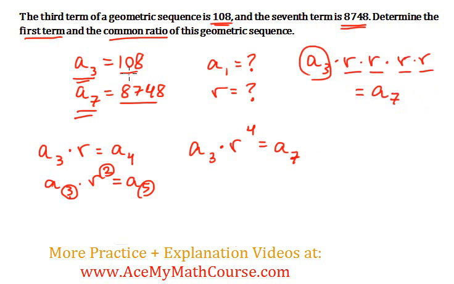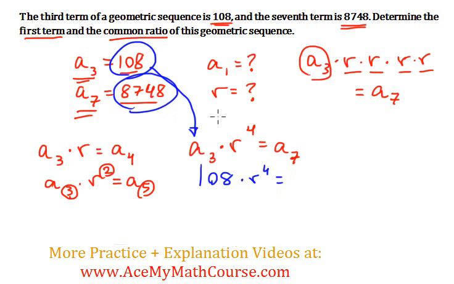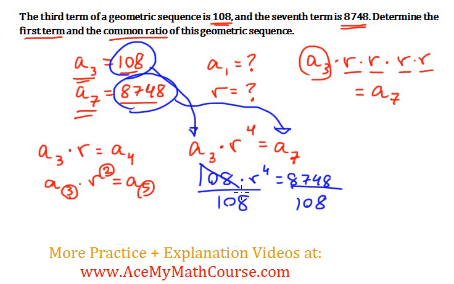Well, I can plug in the 108 for a3. And I can plug in the 8,748 for a7. Then we can just solve for r to the power of 4, and then we have the common ratio. So let's just divide both sides by 108. Boom. They cancel out. So we end up with r to the power of 4 is equal to whatever this is.